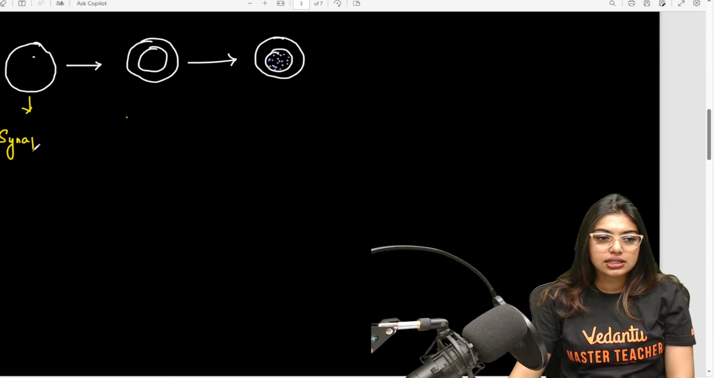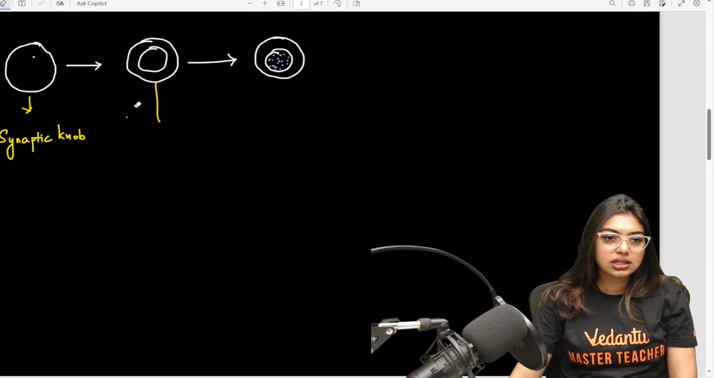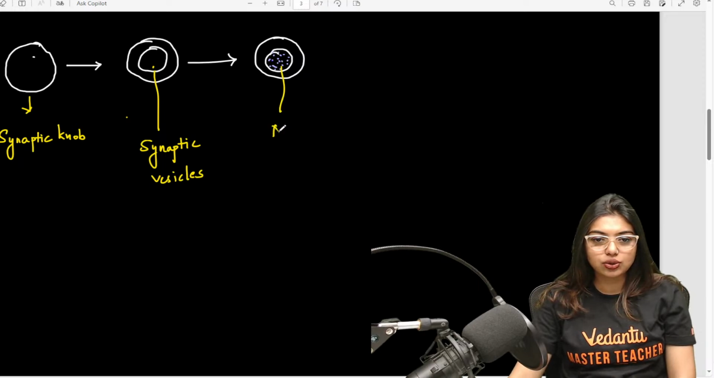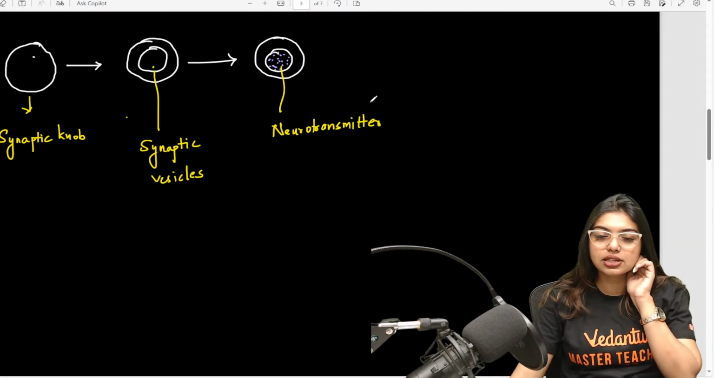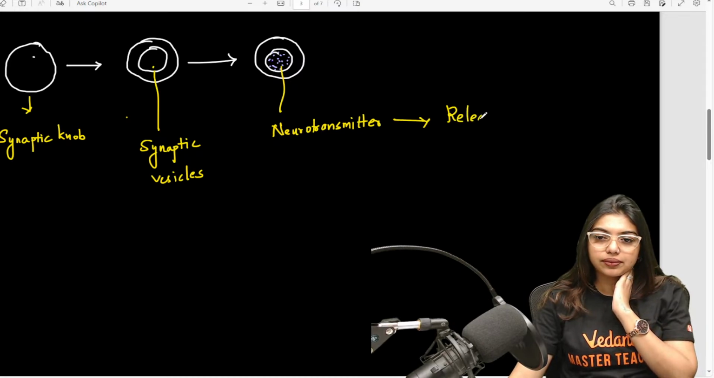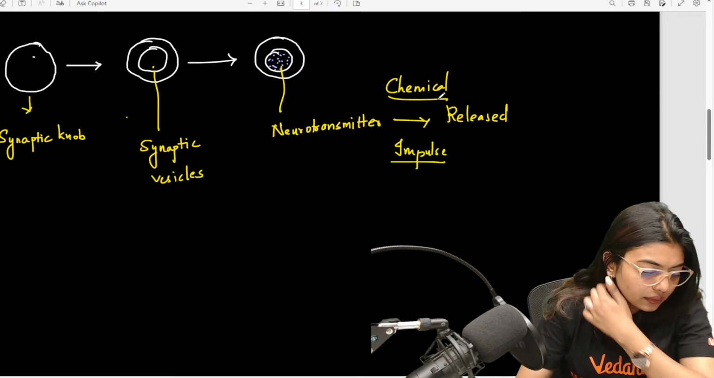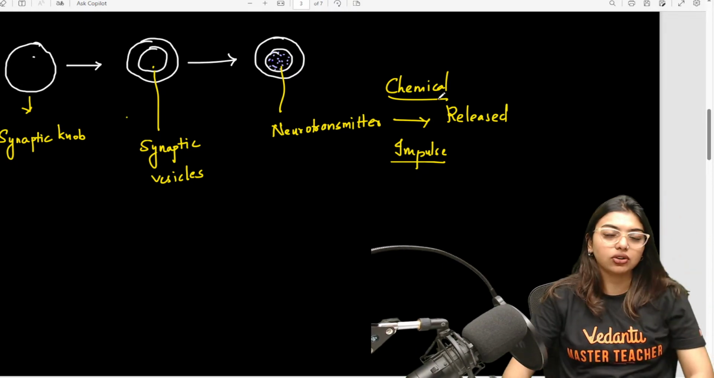So this is the synaptic knob. Now this is the vesicle. Inside that there is a storage, like we did. So it's a synaptic vesicle. Now inside this vesicle there is neurotransmitter. So during chemical synapse, this neurotransmitter will be released. During chemical synapse or chemical impulses. Clear? Yes or no?